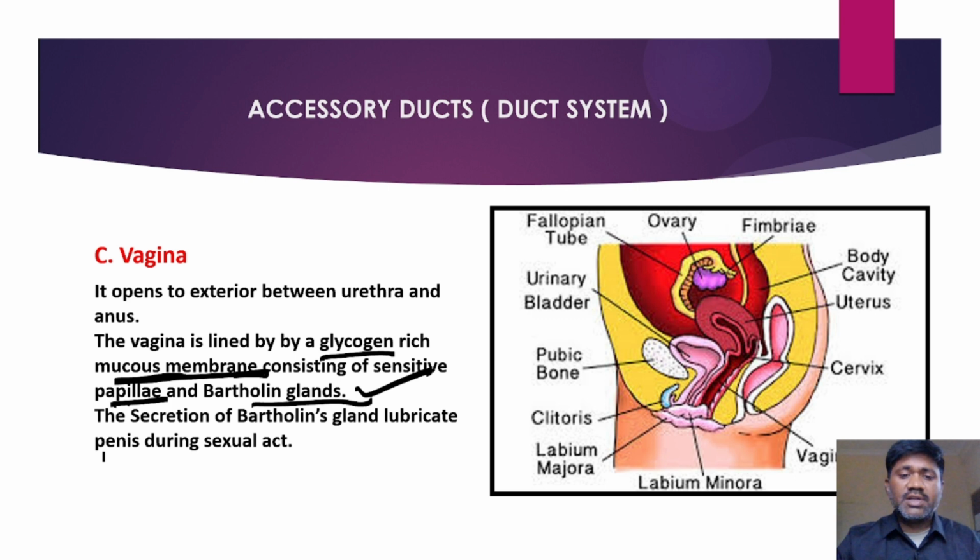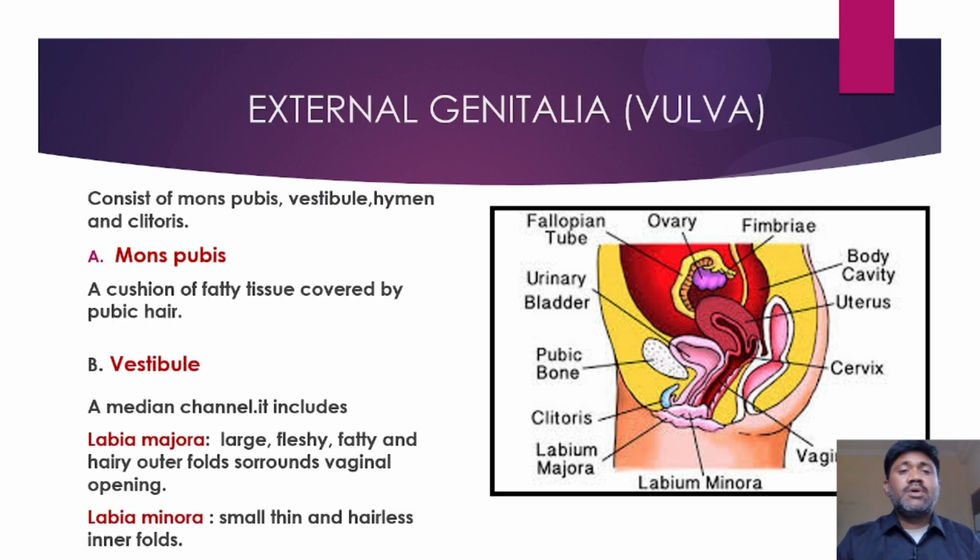Bartholin glands generally lubricate the penis during the sexual act. At the time of sexual act, these Bartholin glands secrete an oily substance which lubricates the penis.